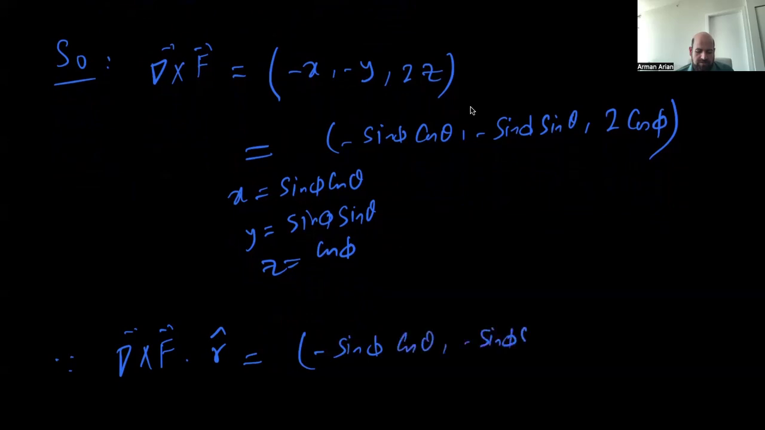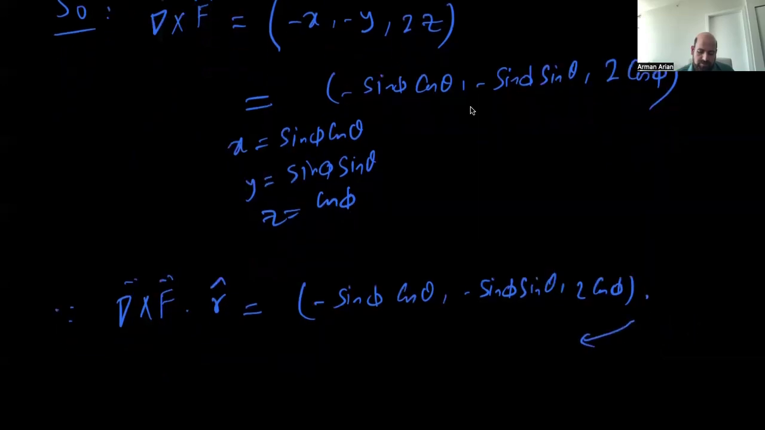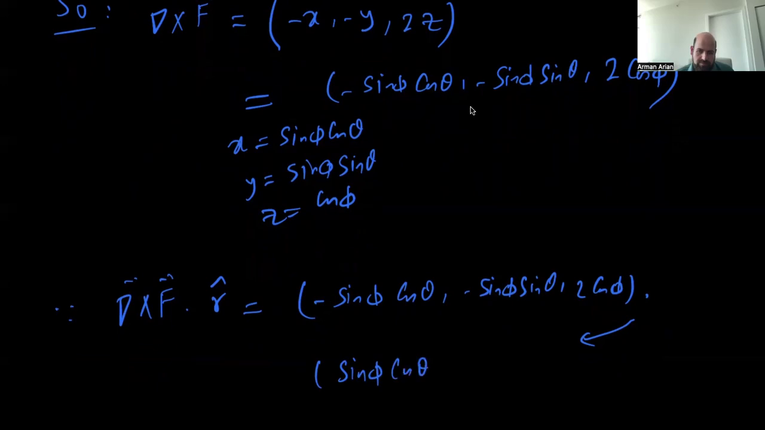Minus sine phi cos theta, minus sine phi sine theta and 2 cos phi dot, and r hat we just wrote a few minutes ago, which was vector r divided by its magnitude. So r will vanish and we will be left with sine phi, maybe I can write it in the next line. Dot product sine phi cos theta, sine phi sine theta, and cos phi.